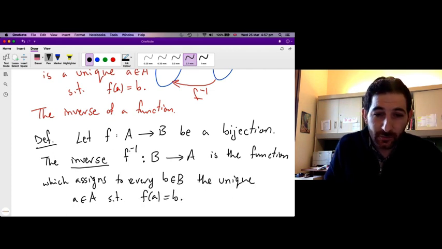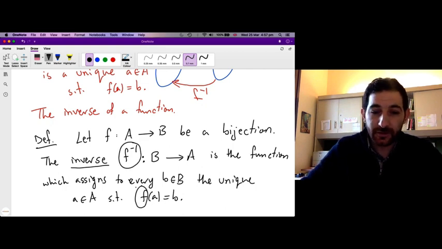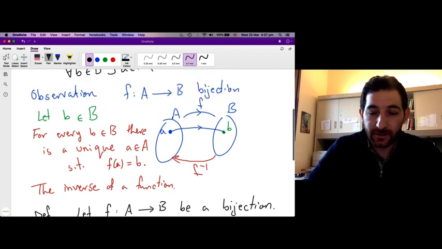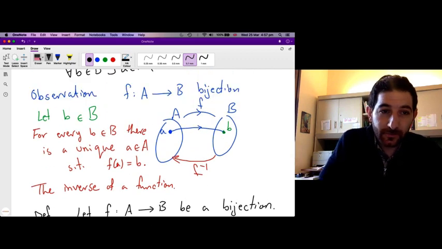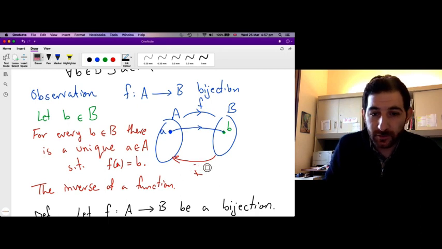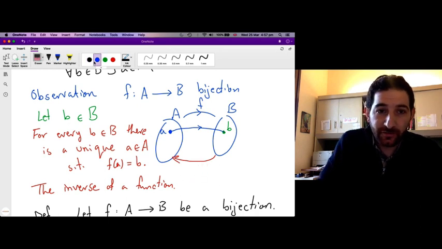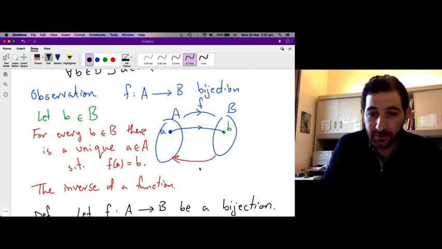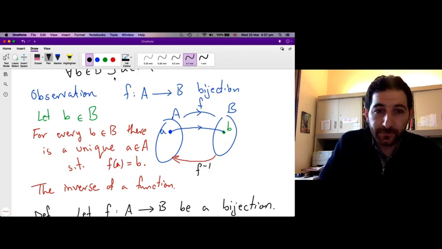Notice here we define f inverse using f. So let's use this picture. Again, f inverse will be a function from B to A. So this will be f inverse.